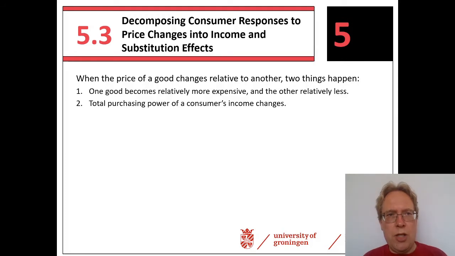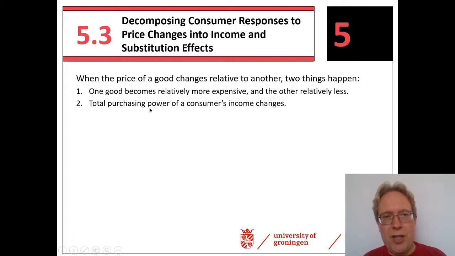Which brings us to section 5.3. Okay, so let's again have a close look at the effect of a price change. So when the price of a good changes relative to that of the other good, then essentially two things happen. The first thing is that one good becomes relatively more expensive, the other one becomes relatively less expensive, so relative prices change.